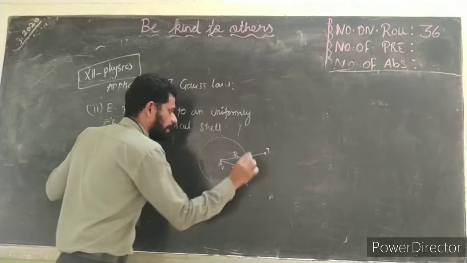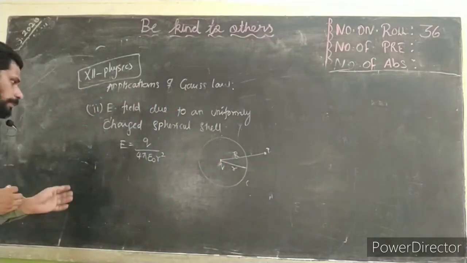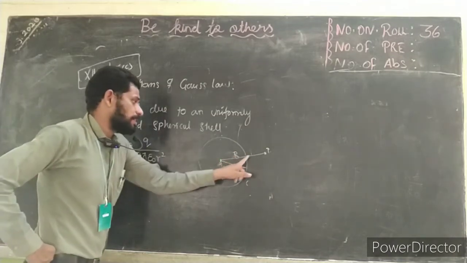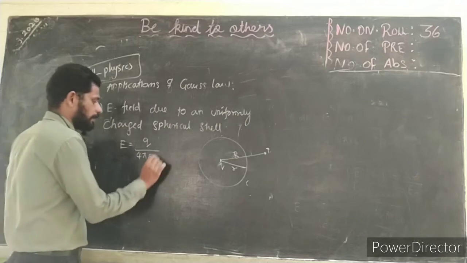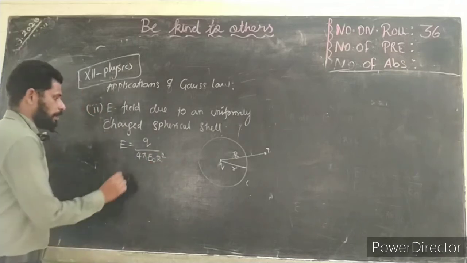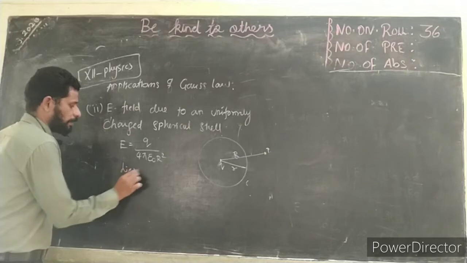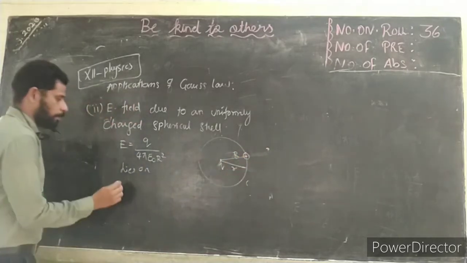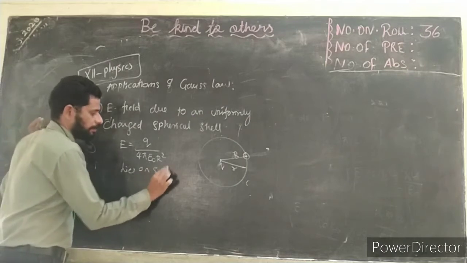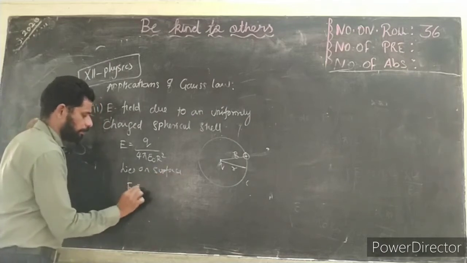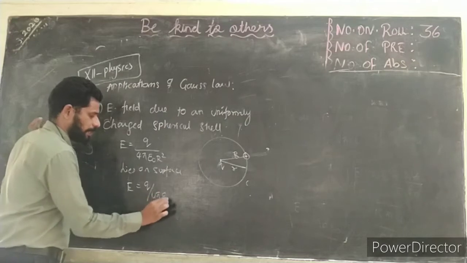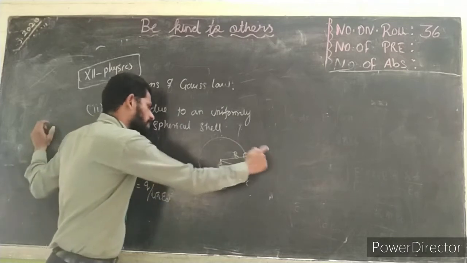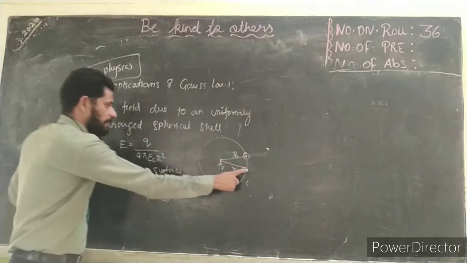The point we take as capital R. So when it lies outside, the distance is measured from the center, so we write capital R squared. That's it. When the point lies on the surface, we can write E equal to Q by 4 pi epsilon naught R squared. Because this one is outside the shell and this one is on the surface.